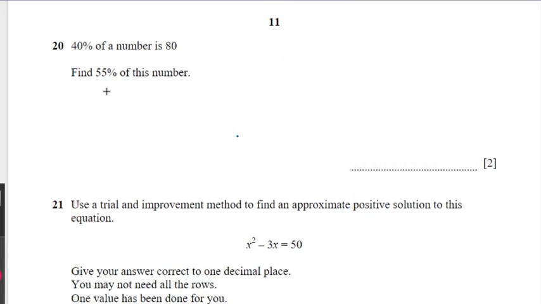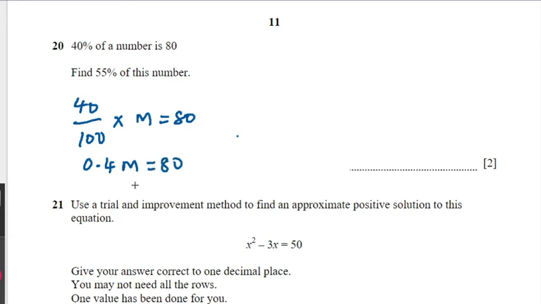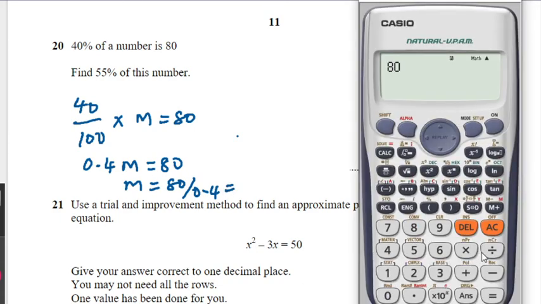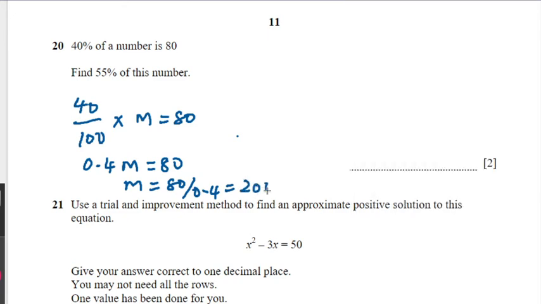Number 20. 40% of a number is 80. Find 55% of that number. So we find first 40% of a number, which means let's say M is the number, you know. So in this case, you know that 40% is 0.4 times M, right? 0.4 times M is 80. So therefore your M is 80 over 0.4. This one will give you 80 divided by 0.4. So we will get 200. So this number is 200.